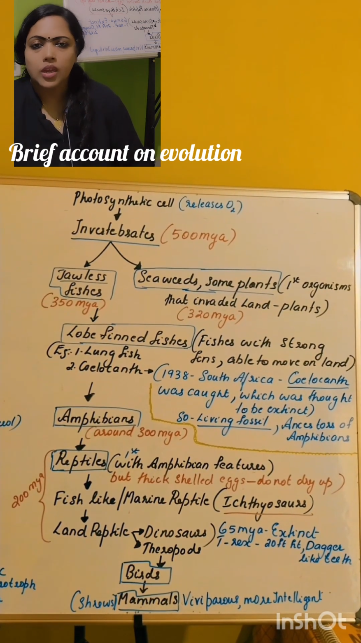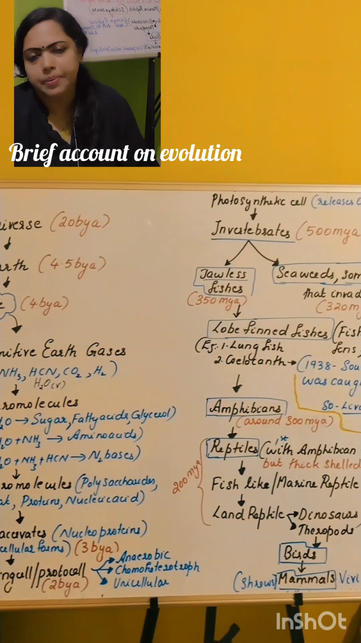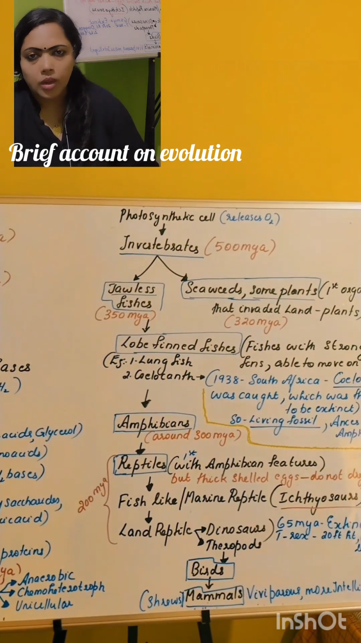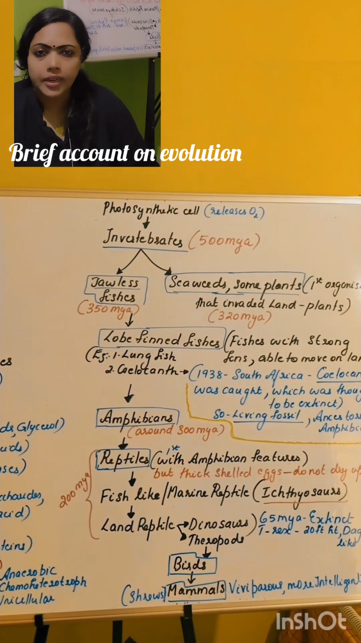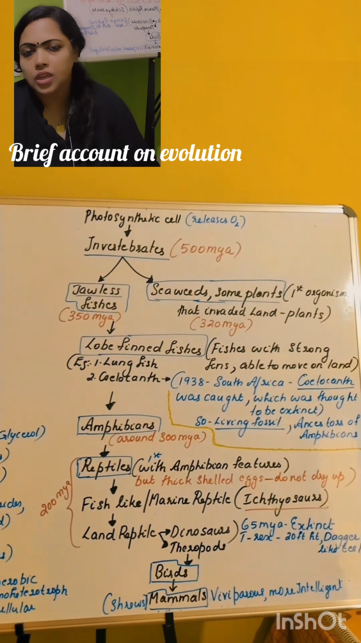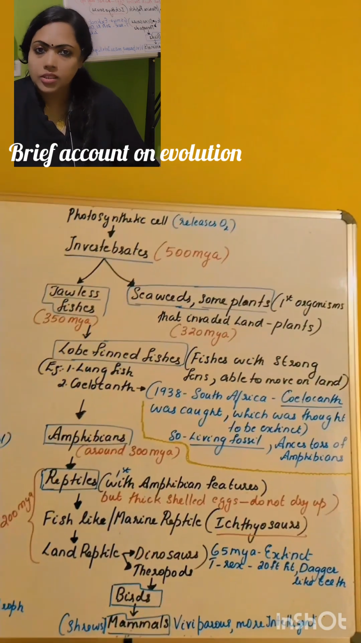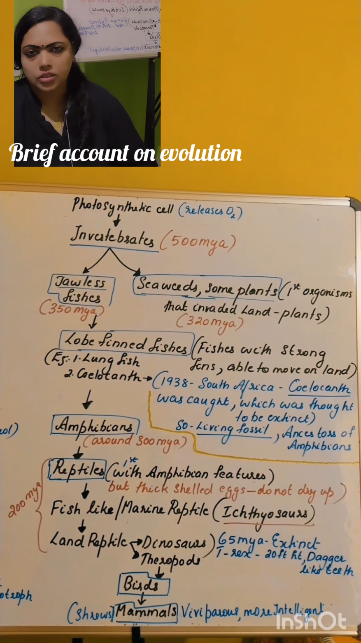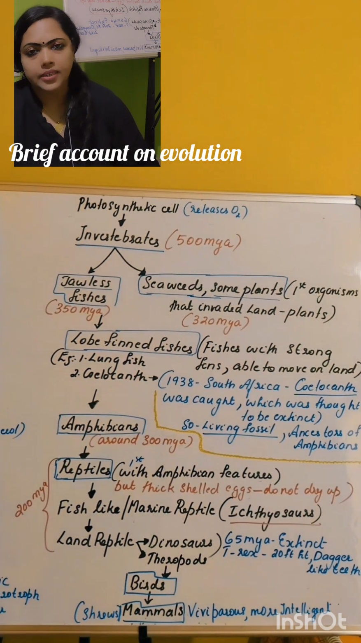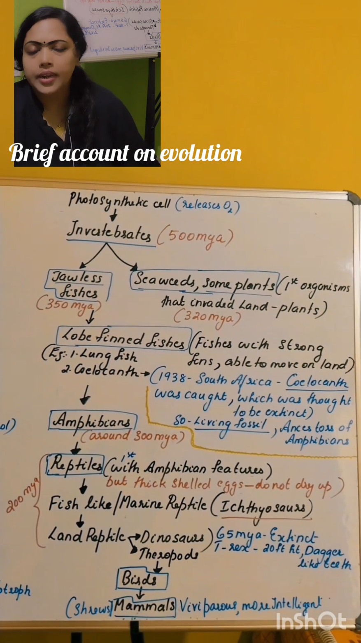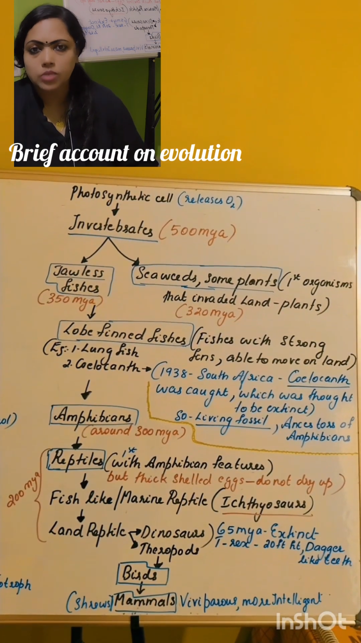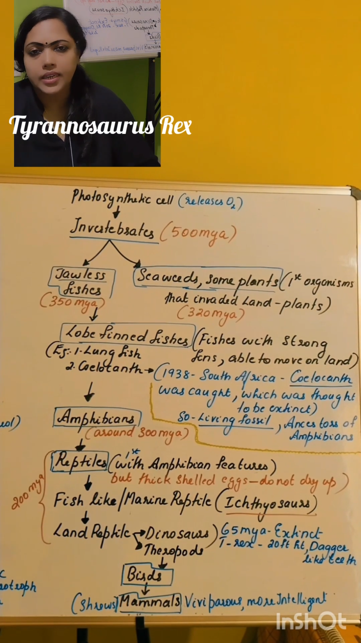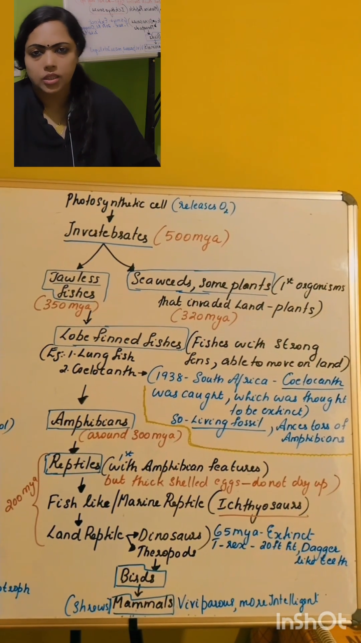And then after amphibians, the evolution of reptiles. You know, the first reptiles formed were showing the amphibian features. But they laid the thick-shelled egg that does not dry up in sun. Unlike amphibians, they laid a thick-shelled egg. Okay. And next is the evolution of marine reptile or fish-like reptile, example, Ichthyosaurus. And then the land reptiles, that is dinosaurs. And among dinosaurs, the biggest one was Tyrannosaurus rex or T-Rex. This is with 20 feet height and dagger-shaped teeth.